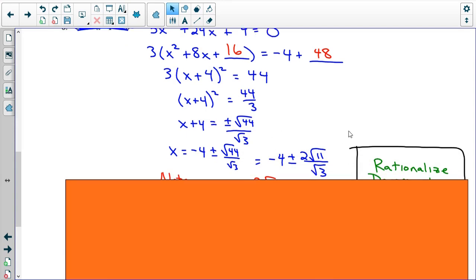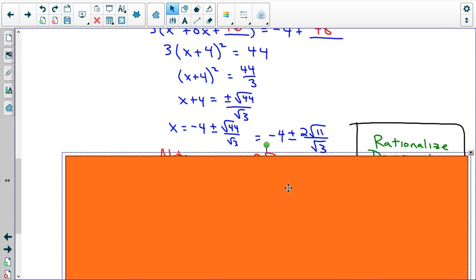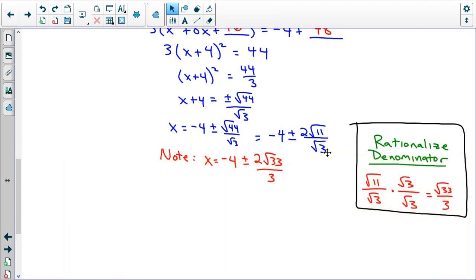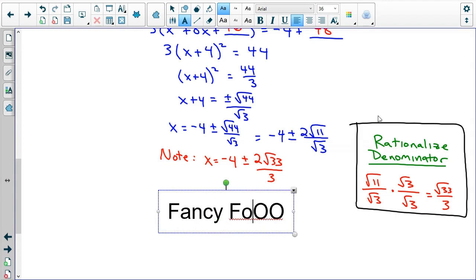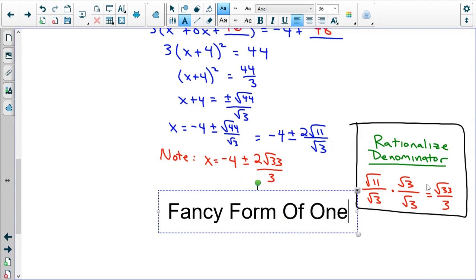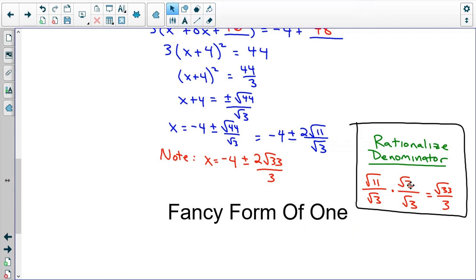One other thing that we're going to have to know as Honors Algebra 2 students is how to rationalize the denominator. So rationalizing the denominator means I multiply the top and bottom by the exact same number, which is really multiplying by 1, which I like to call a FFU. A FFU is a fancy form of 1. So root 3 over root 3 is actually what I call a FFU. That's a fancy form of 1.